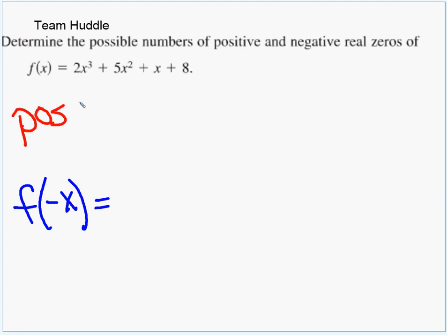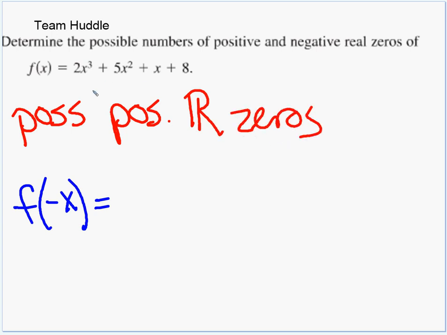So, possible positive real zeros. We go from positive to positive, no sign change, still positive, no sign change, still positive, no sign change. There are none. There are no positive real zeros. So if we're to start checking, we'll start with the negatives.